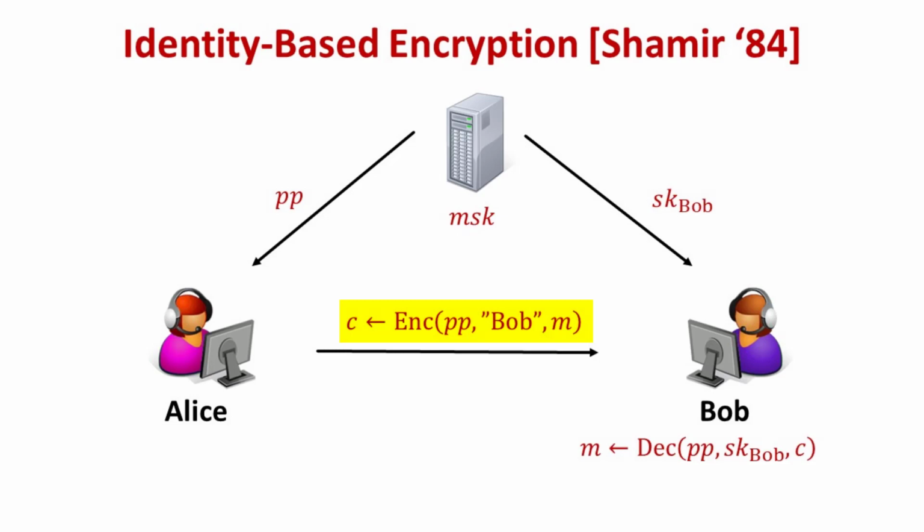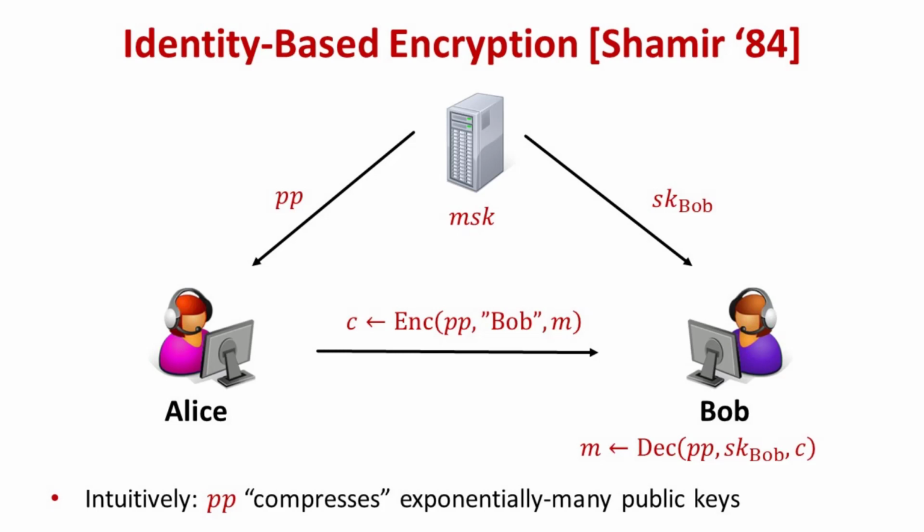The third algorithm is the encryption algorithm that takes as input an identity ID and a message M and produces a ciphertext. Finally, the fourth algorithm is the decryption algorithm that takes as input an identity secret key and a ciphertext and outputs a message.